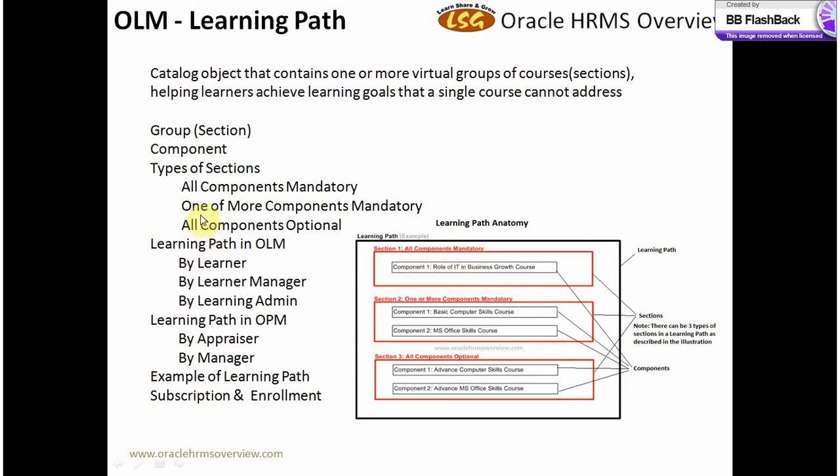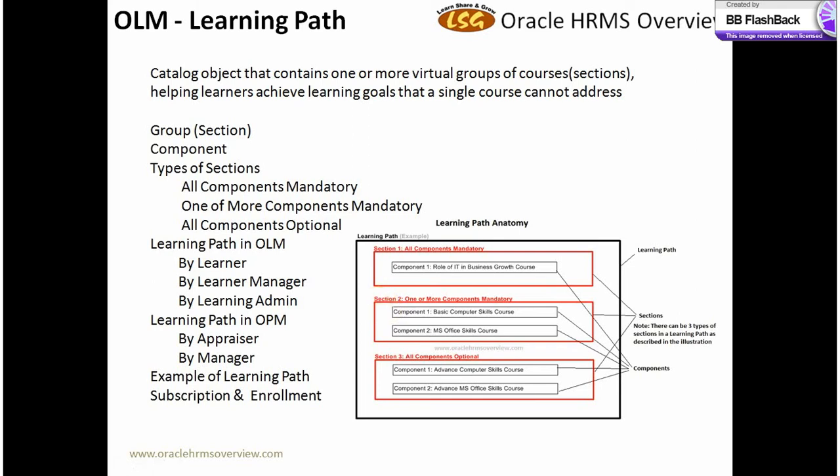Likewise, the other type is the one or more components mandatory, where there are two courses. Employee can attend any one of the courses because its type is one or more components mandatory. The third type is all components optional, which suggests that employee can or cannot attend. If he wishes, he can attend. It's an optional course. So any one section of above two has to be there in the learning path.